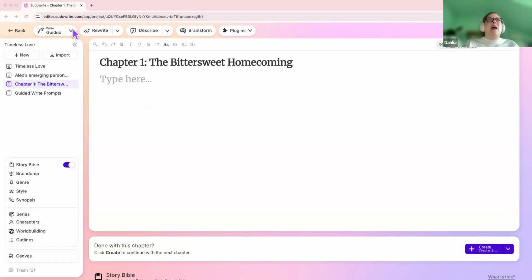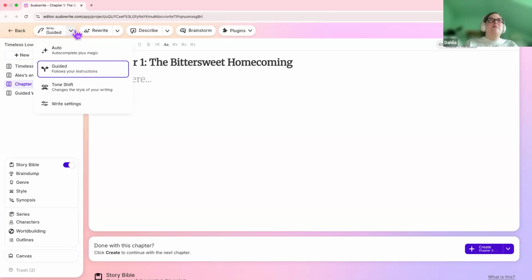You find the right settings up here when you click on the little arrow and down here.